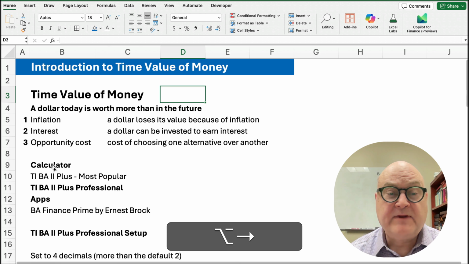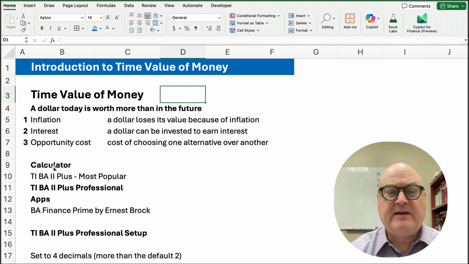So let's get started. Time value of money. The idea is a dollar today is worth more than a dollar in the future. And there's a couple of reasons for this. There's inflation. The dollar loses value because of inflation. It takes more dollars to buy the same amount. We can have interest. We can have a rate of return, so you can earn interest over time if you invest. The other is opportunity cost. You can choose one alternative over the other, so money is worth more today than it is in the future.